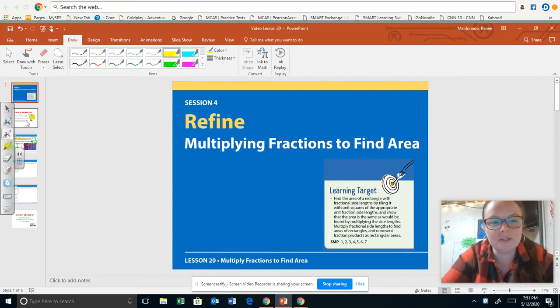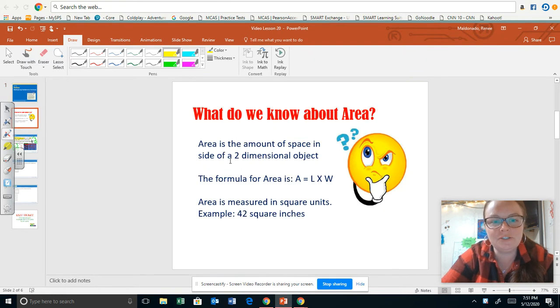So the first thing I want to do is remind you what we've learned about area. Area is the amount of space inside of a two-dimensional object. The formula for area is A equals L times W. A stands for area, L is length, and W is width. These are called our dimensions. We multiply them in order to find the area.